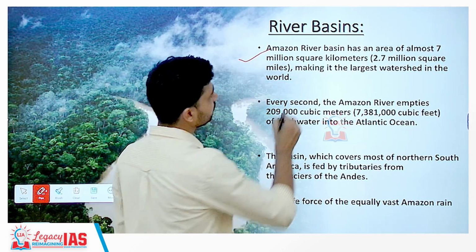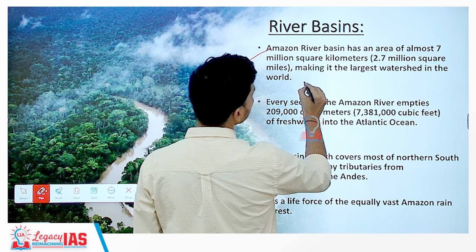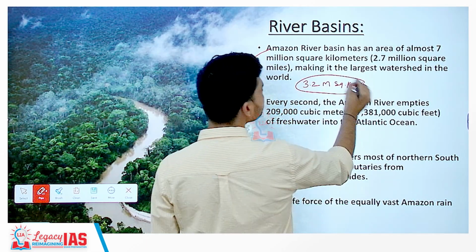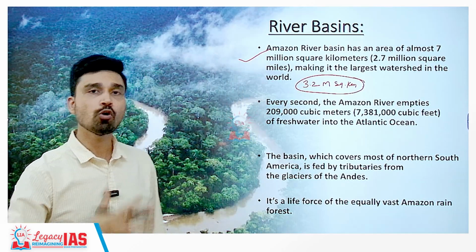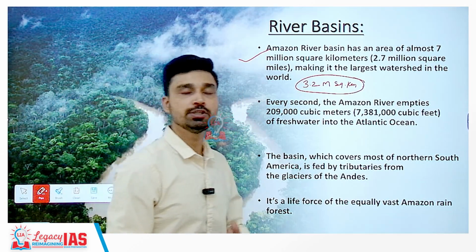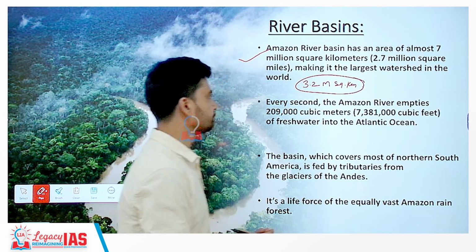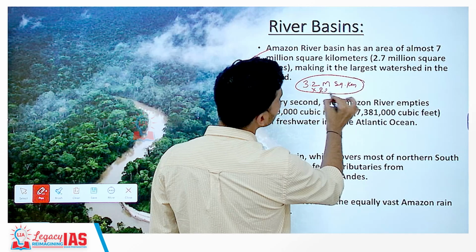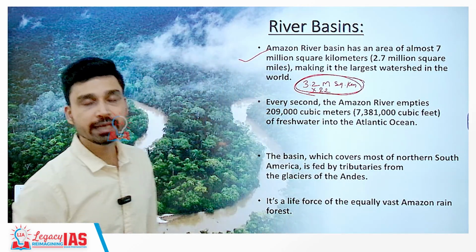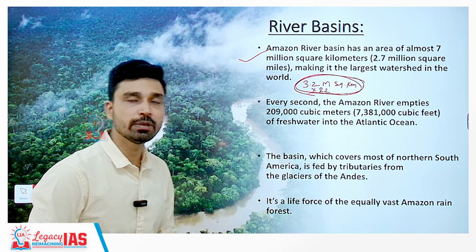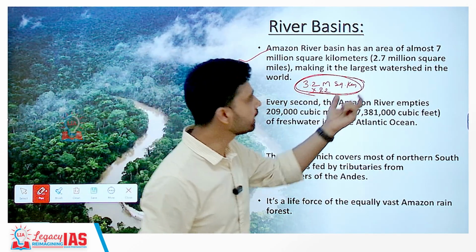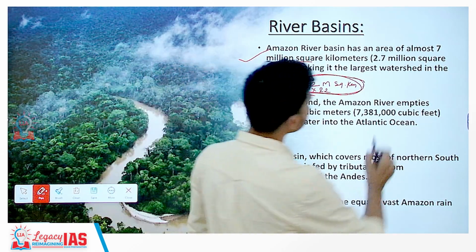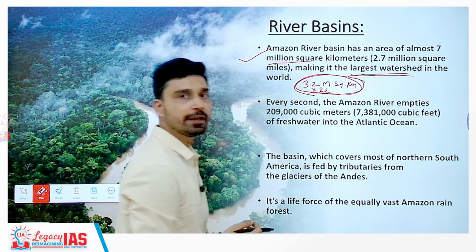To understand this, the entire area of India is 3.2 million square kilometers. So the Amazon River Basin is almost 2.2 times larger than the entire area of India. 3.2 million square kilometers is India's area, 7 million square kilometers is the size of the Amazon River Basin, making it obviously the largest watershed in the world.